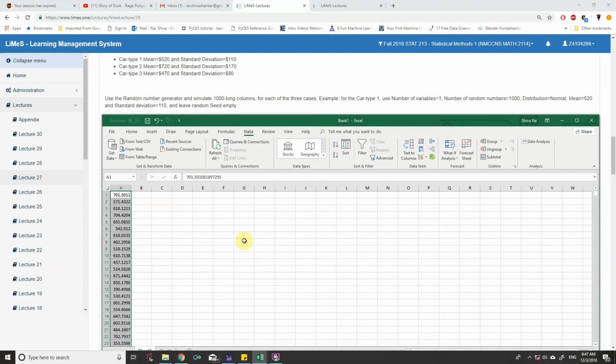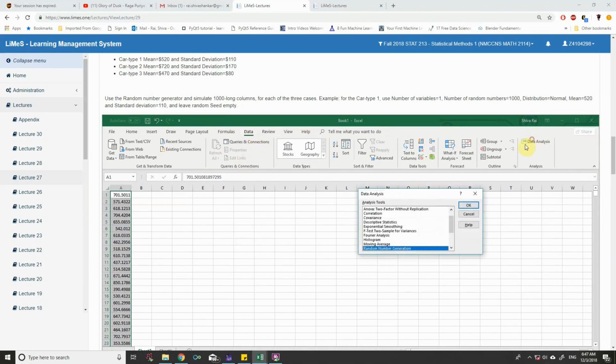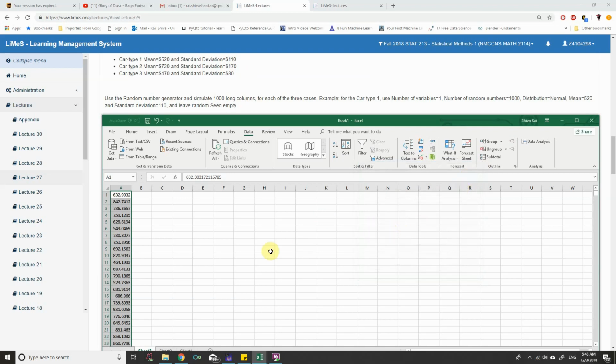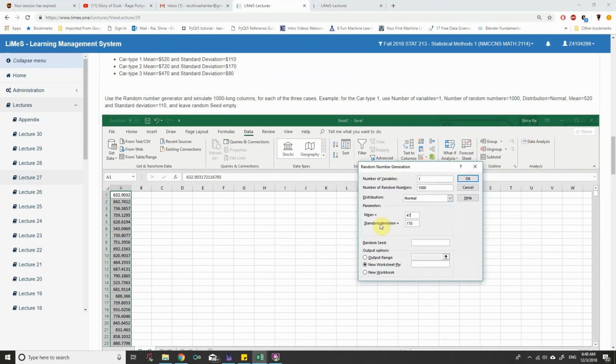Okay, now let's go for the second one, data analysis. Click on OK. So everything is fine. This should be 720, mean is 720, and this is 170. Click on OK. So we get the second one, and now the third one is 470, and this is 80. Click on OK.